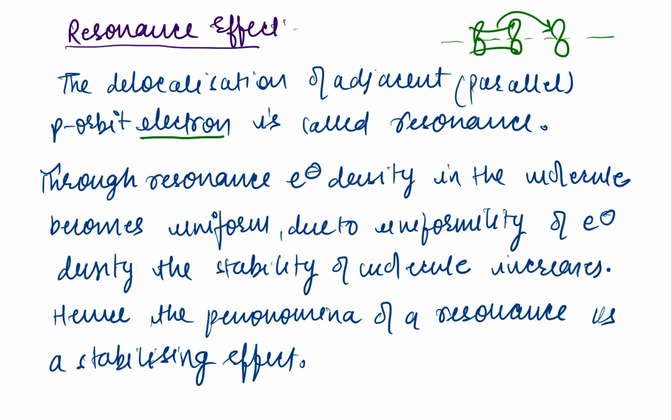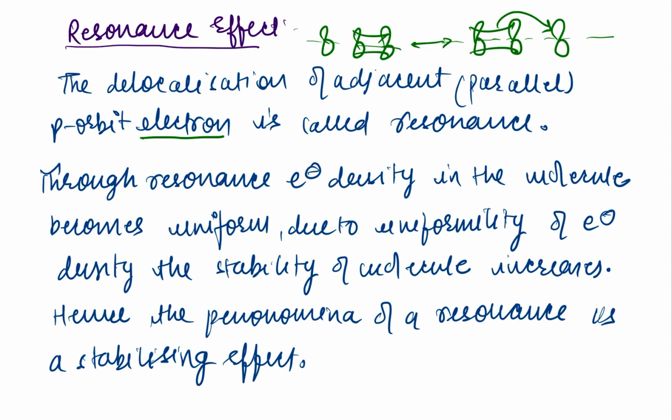Through resonance, electron density in the molecule becomes uniform. So if this pi electron shifts over here, it will be shifting over here now. This electron will shift over here. So electron density becomes uniform over these, and the stability of the molecule increases, because electron density is not intensifying in a particular part. Hence, the phenomenon of resonance is a stabilizing effect. The molecule is getting stabilized.